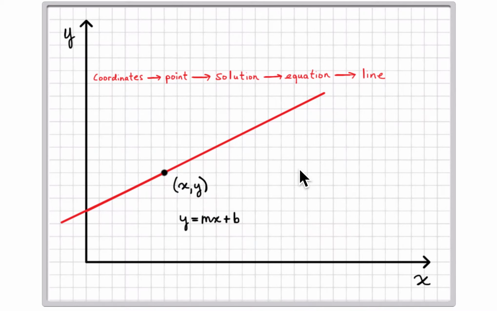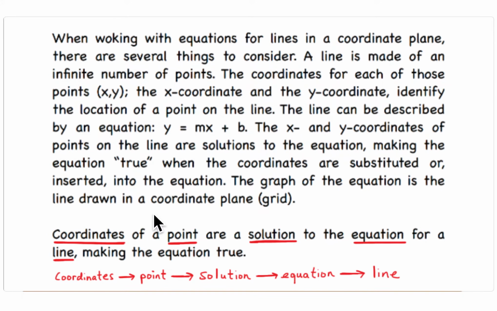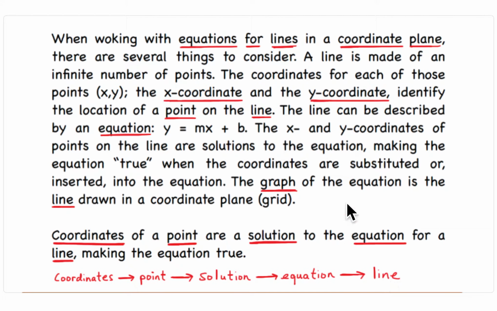So this is tough, and so I'm going to go over this in several different ways. Here's some writing that hopefully helps understand it. And so at the bottom, I think this is the most important thing to focus on. You have coordinates of a point that are solutions to the equation for a line, making the equation true. So once again, coordinates, a point, the coordinates are solutions to the equation, and that equation defines a line in a coordinate plane.